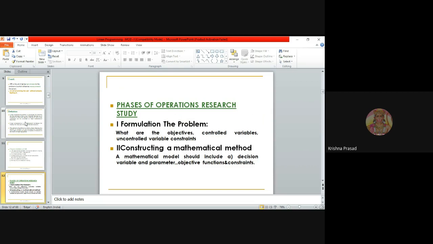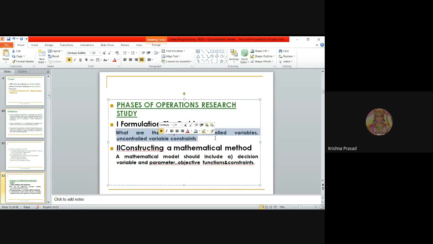Phases, let us talk about the phases of operations research. The first phase is that you must formulate the problem. Very important one. I'm going to teach around 7 or 8 problems on how to formulate problems. Let us talk about what all the things you want to know. The first thing is the decision variable. You must talk about the decision variable. Okay, the decision variable is very important.